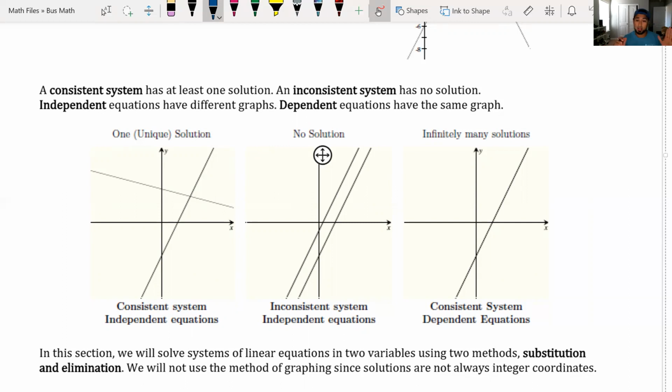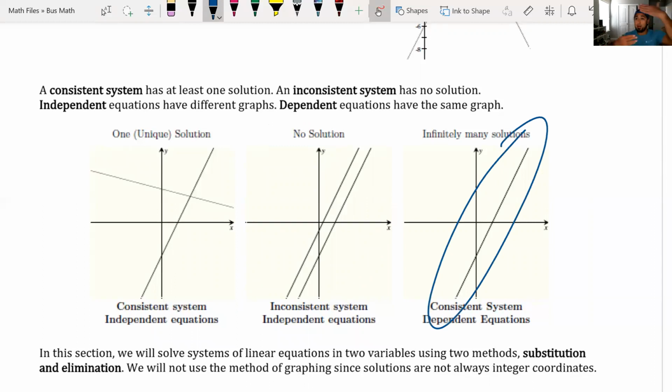You have a consistent system where the equations are dependent, basically meaning the equations are the same. So what we have are two lines on top of each other, which means they are intersecting at every single point infinitely, meaning they have infinitely many solutions. This is also a consistent system, but there are infinitely many solutions for this one.